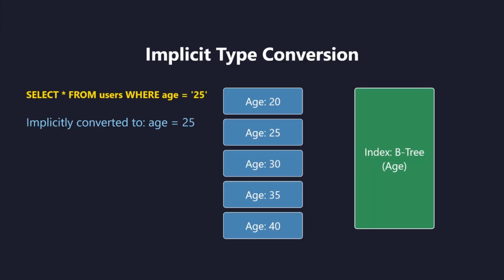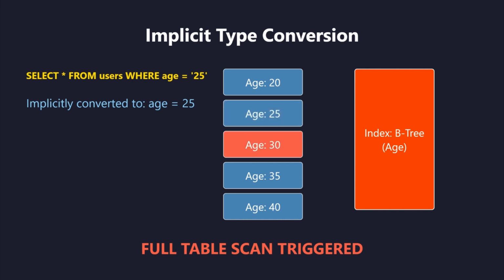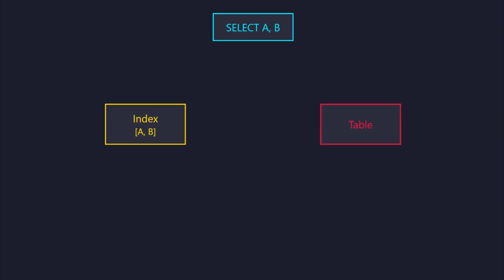Implicit type conversion occurs when comparing different data types, such as a string to an integer. The database must convert the column values for every row to match the constant, which invalidates index usage and triggers a full scan.